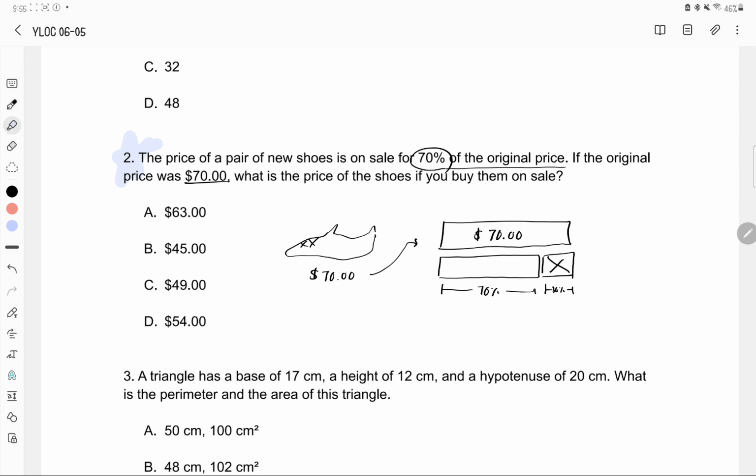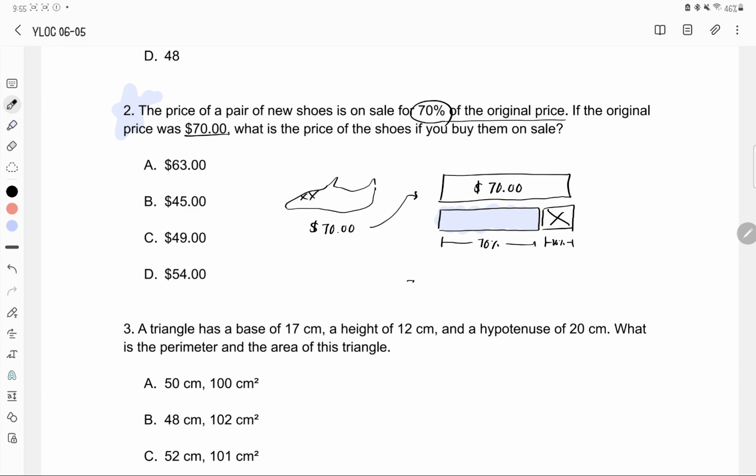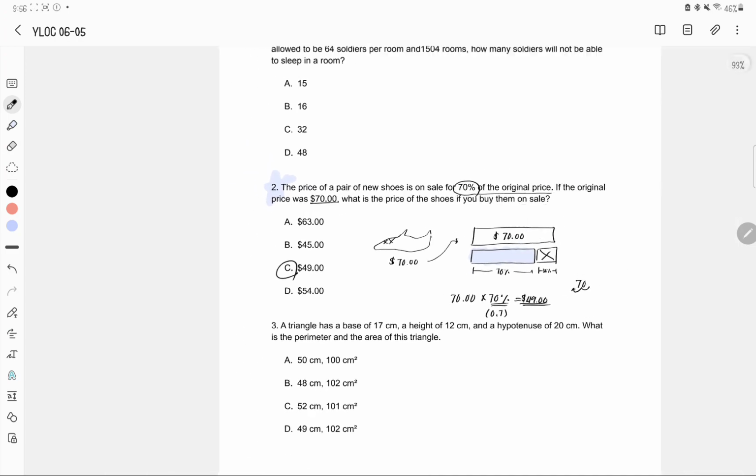In order to find the value over here, you have to multiply 70 times 70%. Now 70% is 0.7, right? Move the decimal place to the left, in which we will get $49. And the answer is C.